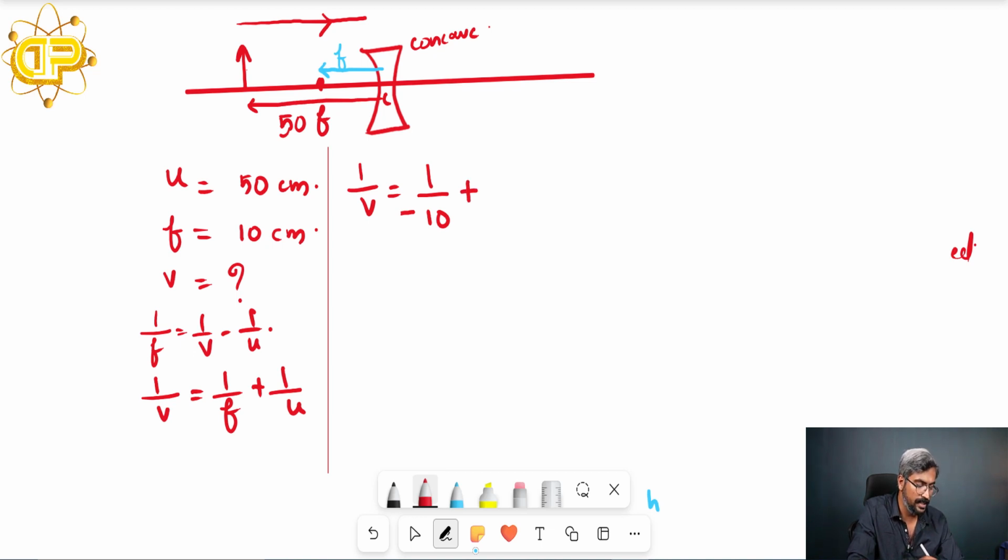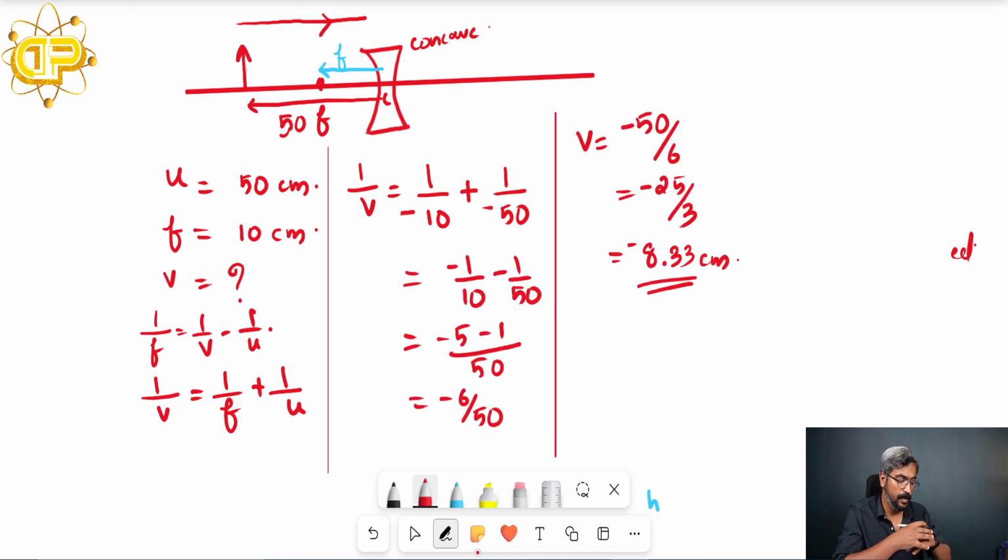That is minus, plus what is 1 by U? So that is 1 by U. U is 50, right? And one more thing is there. What is U? U will always be negative, in centimeters. So this will be the case.